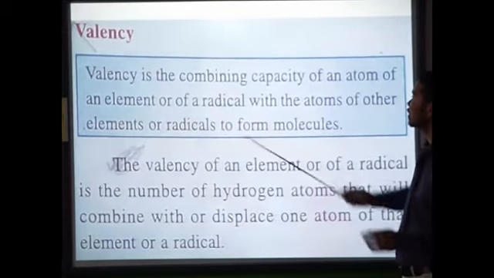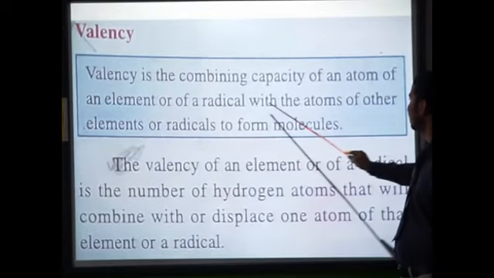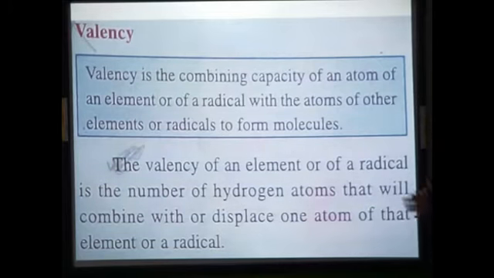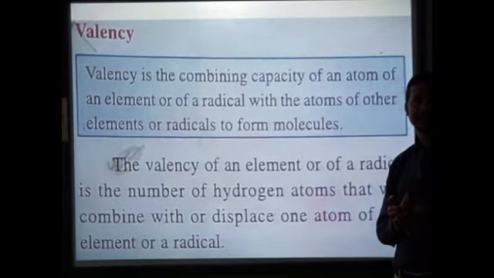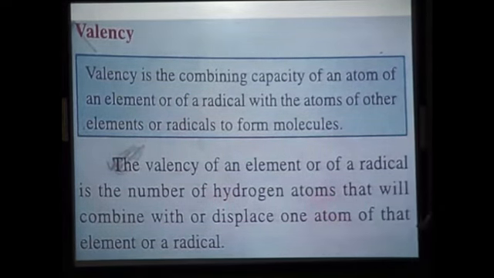So what is valency? Let's read out. Valency is the combining capacity of an atom, of an element, or of a radical with the atoms of other elements or radicals to form molecules. So it is the combining capacity of an atom or radical to form molecules. Because molecules are stable and each and everything in the universe likes to be stable.